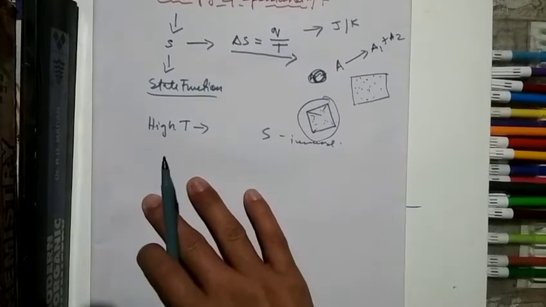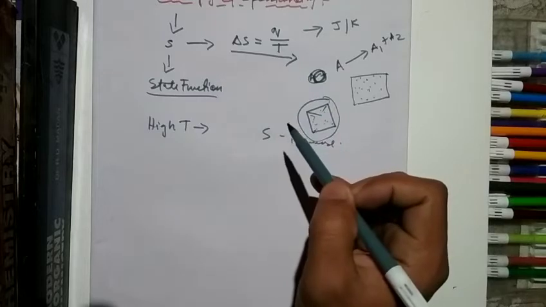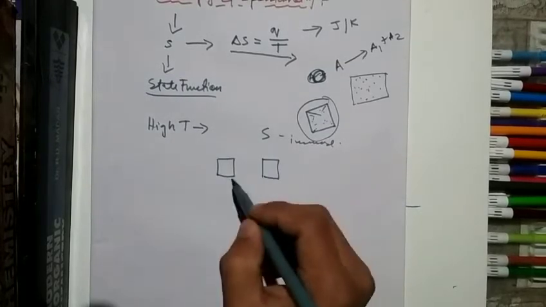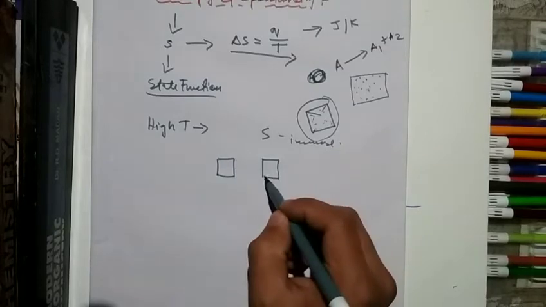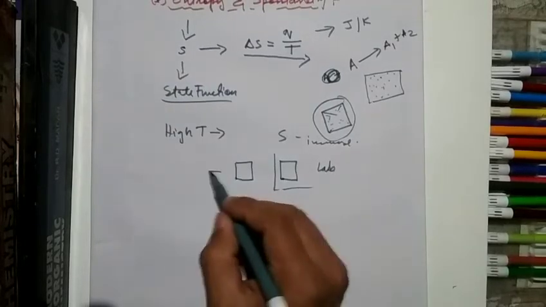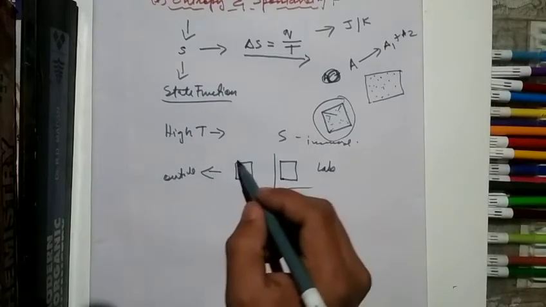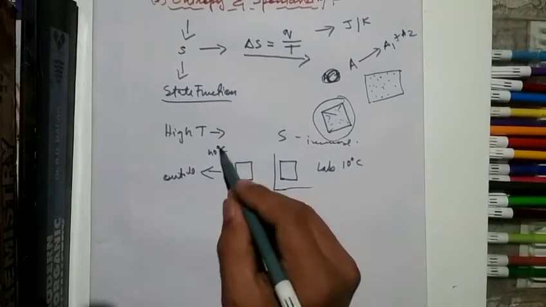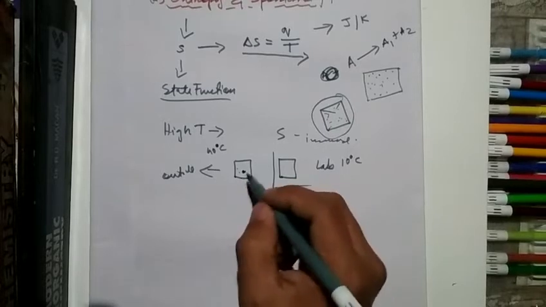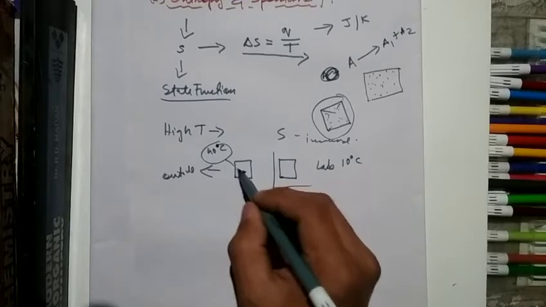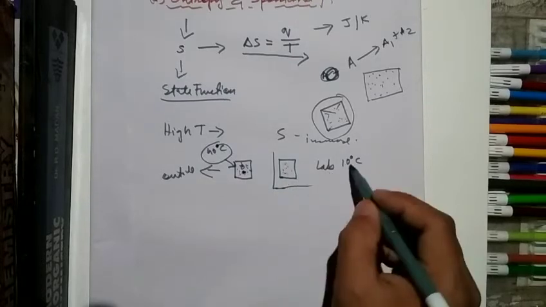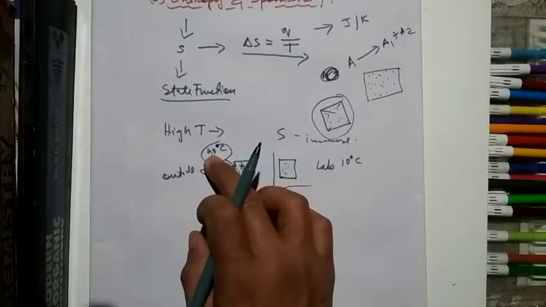For change in entropy, why is it not proportional to temperature? Let's discuss. Suppose there are two beakers, and we suppose this one is in the lab and this one is outside at higher temperature, let's say 40 degrees Celsius, and this one at 10 degrees Celsius. Obviously the outside one will have higher randomness, so entropy will be higher. For this one, the randomness will be lower since the temperature is 10 degrees, and this one is at 40 degrees.